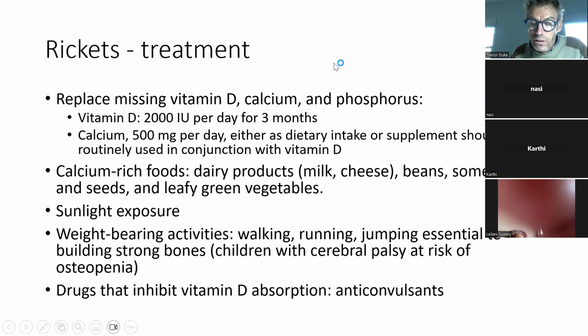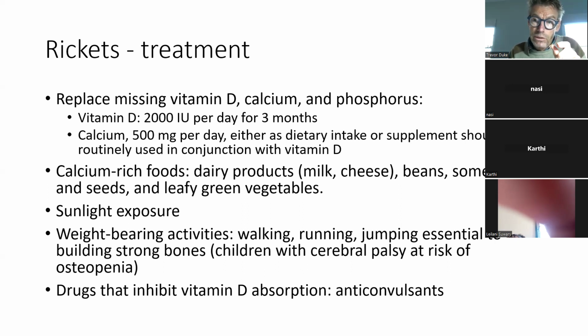The treatment is much simpler, so you make that distinction, and you don't use anti-inflammatory drugs or non-steroidals or methotrexate in these patients. You simply have to replace the vitamin D that they are missing, the calcium and the phosphate, usually with improvements in their diet. But vitamin D, the dose is 2,000 units per day for 3 months. That's how you treat rickets, not per kilo, but every child, regardless of their age, give 2,000 international units.